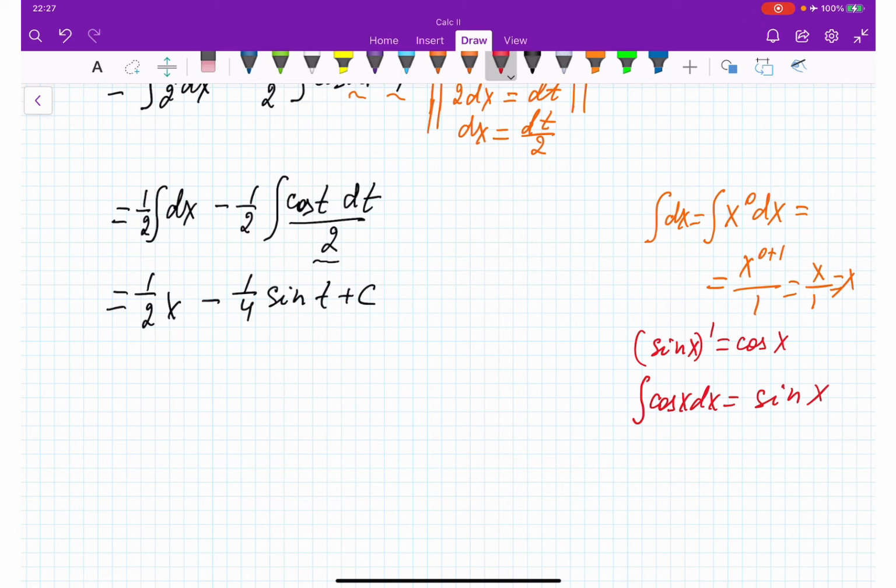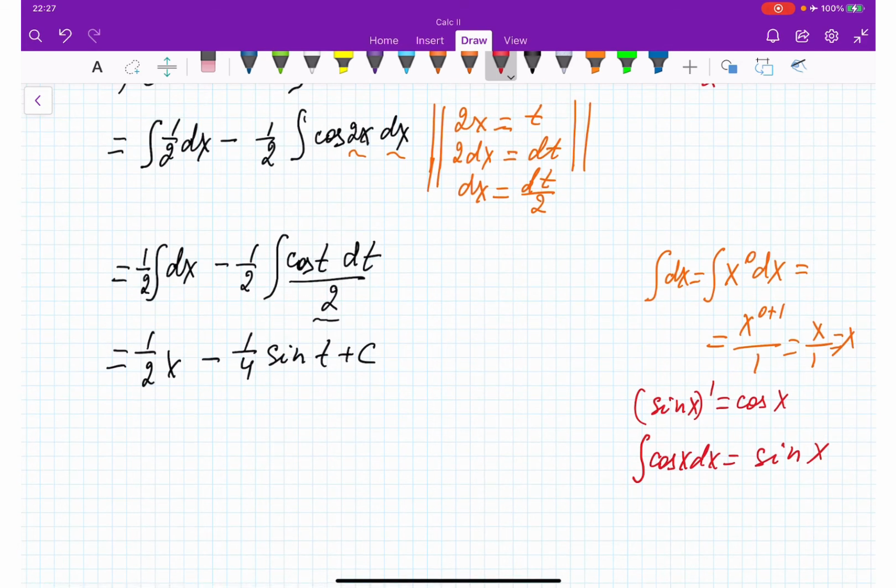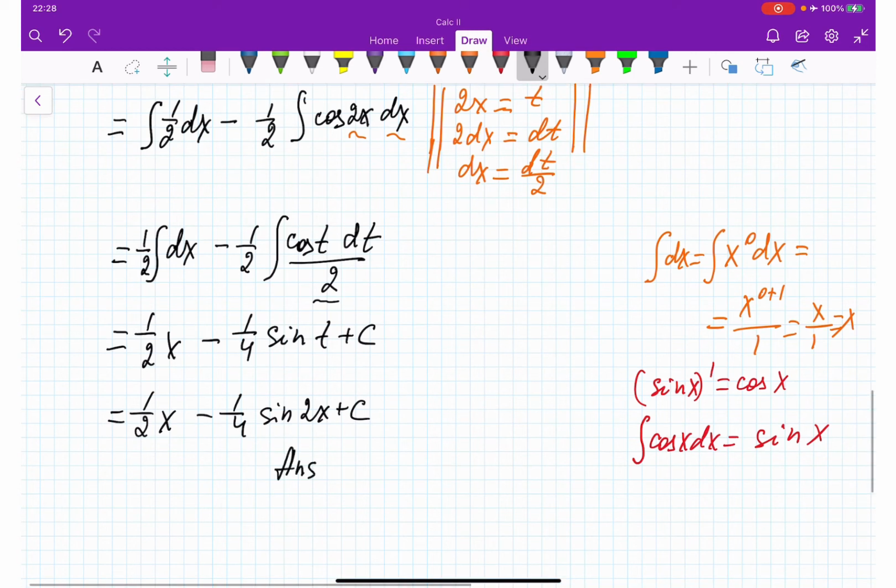Okay, so plugging back, instead of t, I'm going to put 2x. And this is going to be equal to 1/2 of x minus 1/4 sine 2x plus c. So this is going to be our answer: one half x minus 1/4 sine 2x plus c.